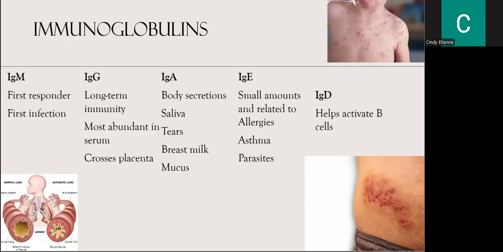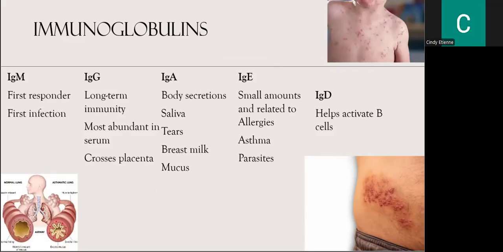IgA protects the body surfaces like the mouth, lungs, gut, tears, saliva, mucus, and breast milk. IgE is involved in allergies, asthma, and fighting parasites. So just remember, IgE helps with asthma and allergies. Finally, IgD helps activate B cells to begin the antibody response.